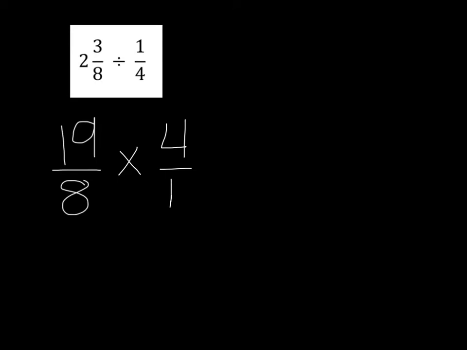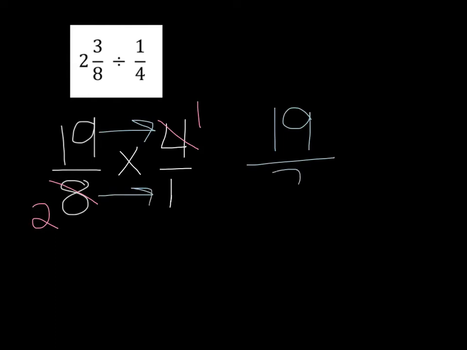We know how to do this because it's the same as multiplying fractions. We turn it into a problem we know how to do. So let's simplify this. Well, I know I can simplify 8 and 4. I know 4 goes into 8 2 times, and 4 goes into 4 1 time. So multiplying across, we get 19 times 1, which is 19, and 2 times 1, which is 2. So we get 19/2.